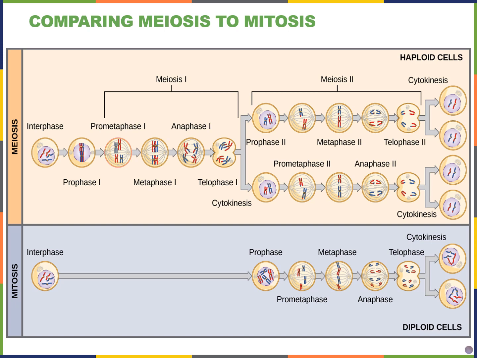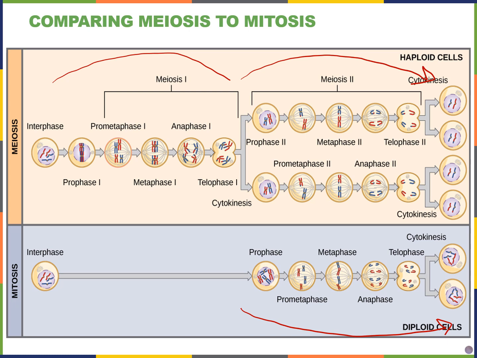This is a nice figure from our book that compares meiosis and mitosis. In meiosis, I can see there are 2 divisions, right? There's meiosis 1, I get 2 cells at the end of that. And then by the end of meiosis 2, I have 4 cells. In contrast, in mitosis, I can see I have 1 division, ending up with 2 cells.